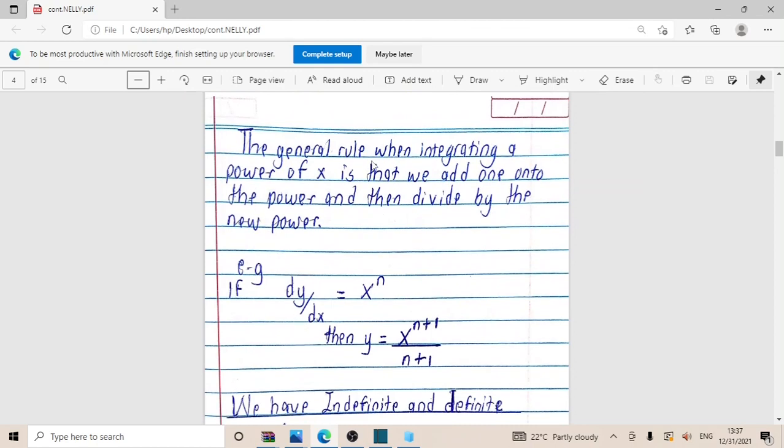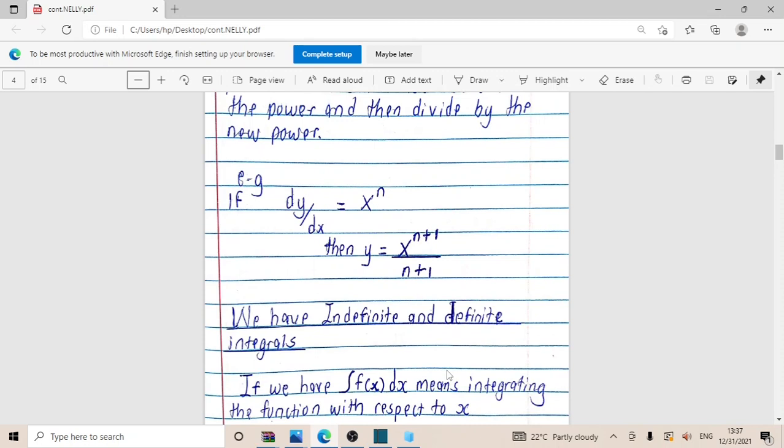The general rule under integration, for a power of x, is that we add 1 onto the power and then divide by the new power. This is what I mean. If you have dy dx equal to x to the power n, then your y will be equal to x to the power n plus 1, divided by the new power. With integration we add 1 to the power and then divide by the new power we have gotten. So this is what the general rule meant. All this is to introduce you to continuous random variables, so that you get to know what will be happening when they are integrating.